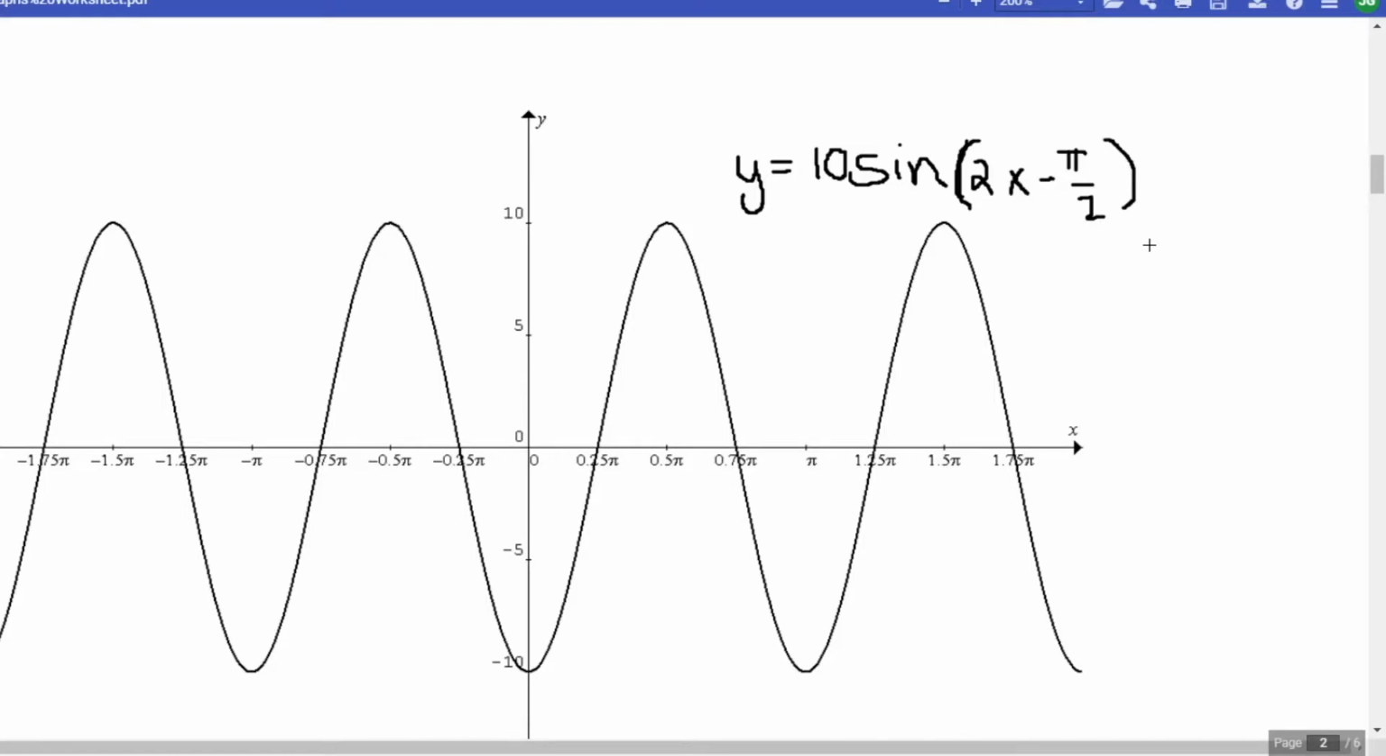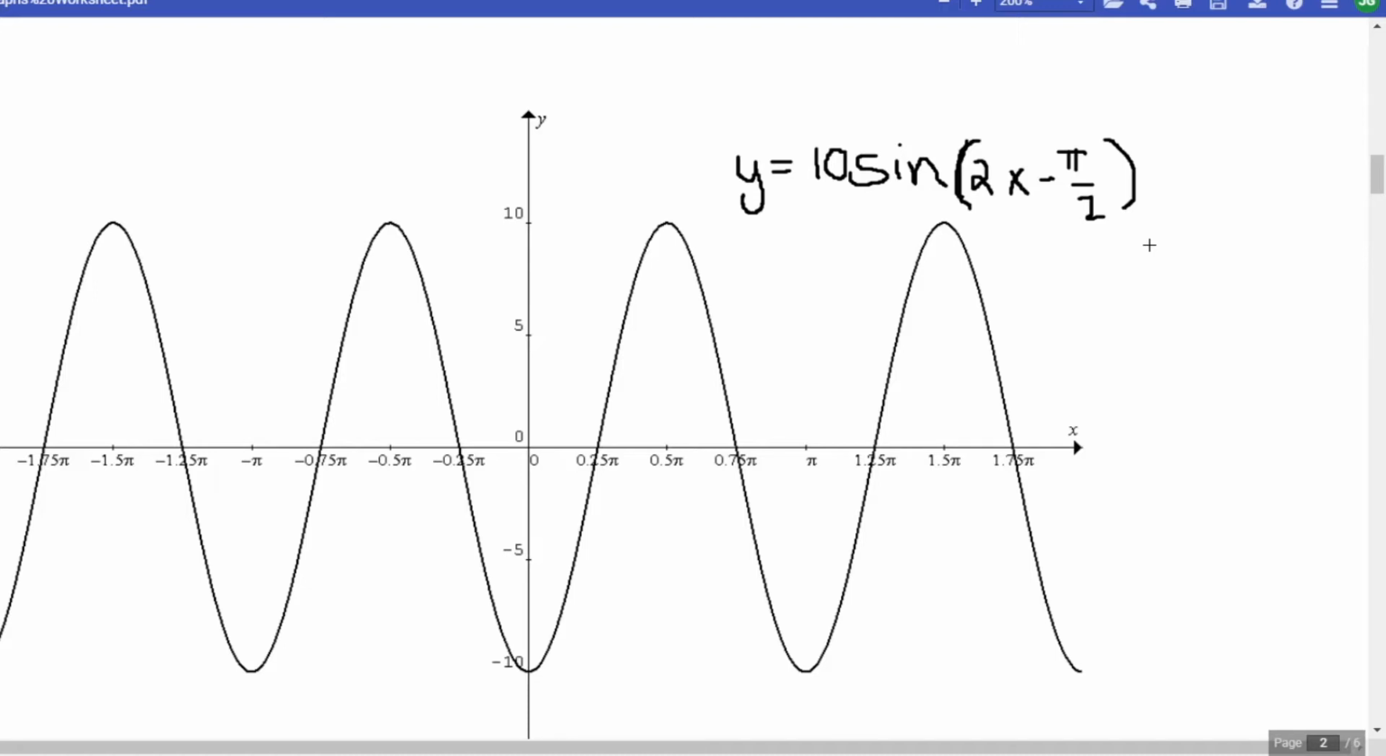Hello everyone. Today I wanted to talk to you about phase shift, which is a characteristic of trigonometric sinusoidal functions. Let's get started. So here I have a sinusoidal graph, which I've taken the liberty of writing the equation for following the method of my previous video.